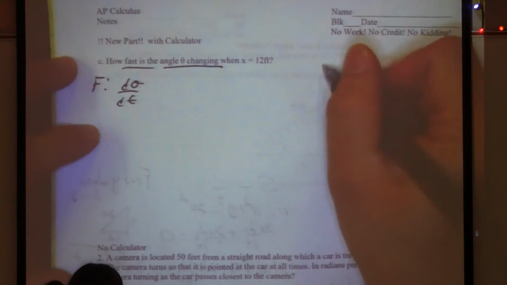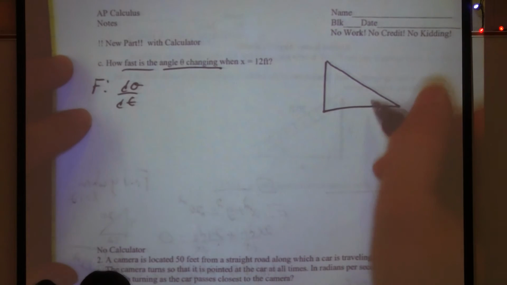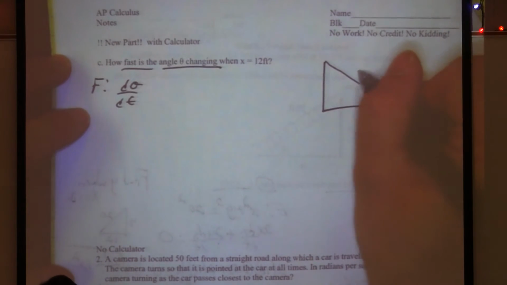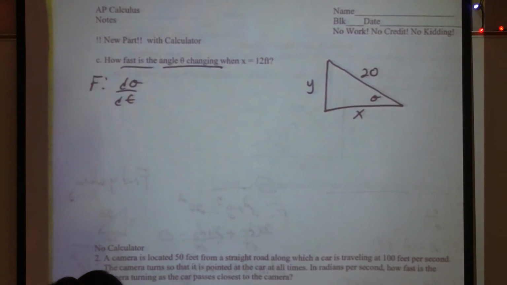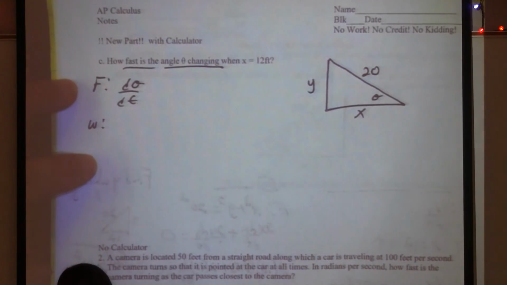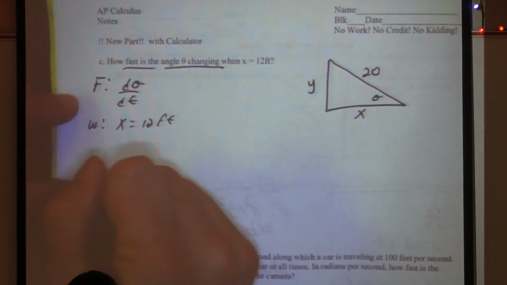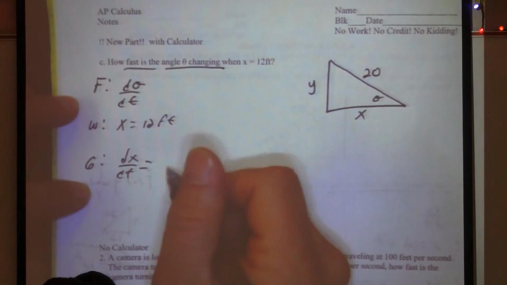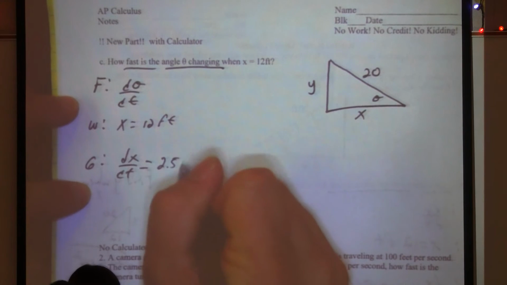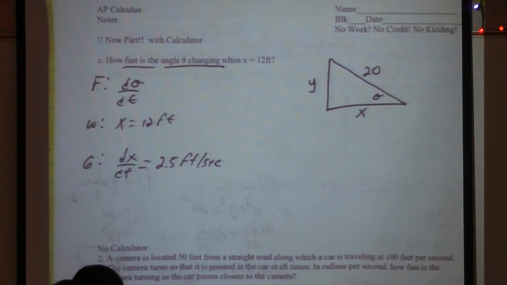What I'm going to do before I get started is draw my picture again here in the back so we don't have to flip back and forth. So theta is here, and they tell us this is 20, this is x, and this is y. So we want d theta dt when, what did they say about x? X equals 12, given dx dt equals 2.5 feet per second. Yes?